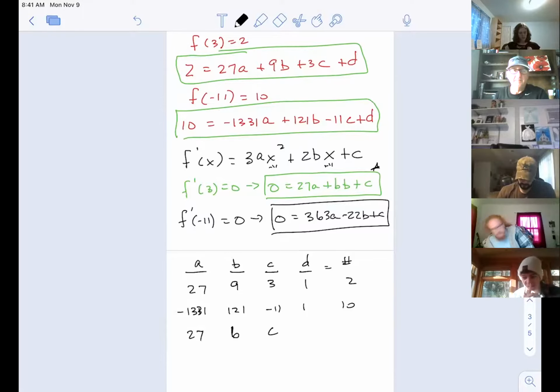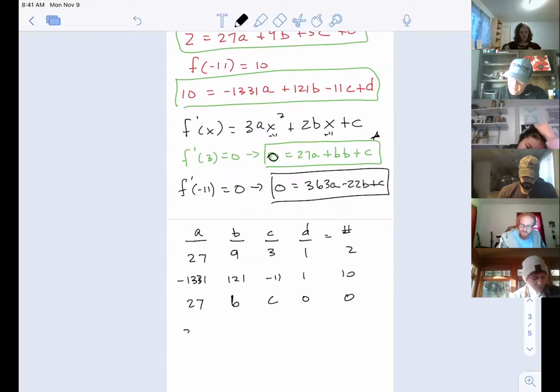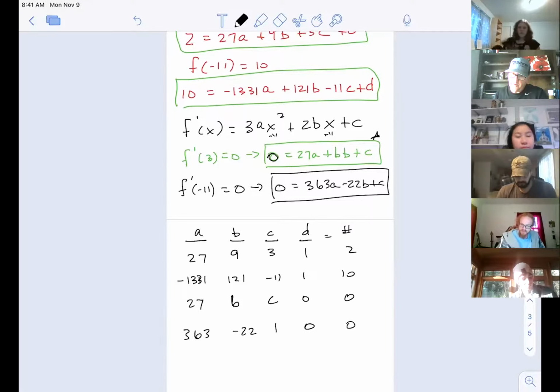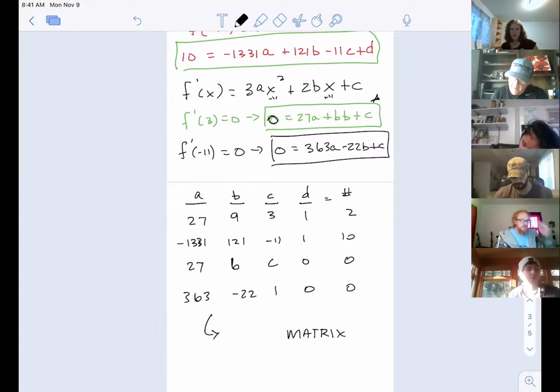What do I do for D? 0D. Isn't there 0 Ds? And then it's all equal to 0. So what's on the other side is equal to 0. And then the last one's the same, 363, minus 22B, plus C, no D, and it's equal to 0. What size is that matrix in the language of linear algebra? Yeah, 4 rows, 5 columns. So it's considered to be a 4 by 5 matrix.